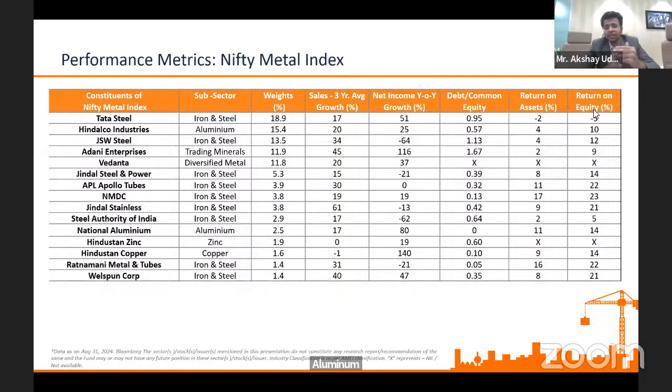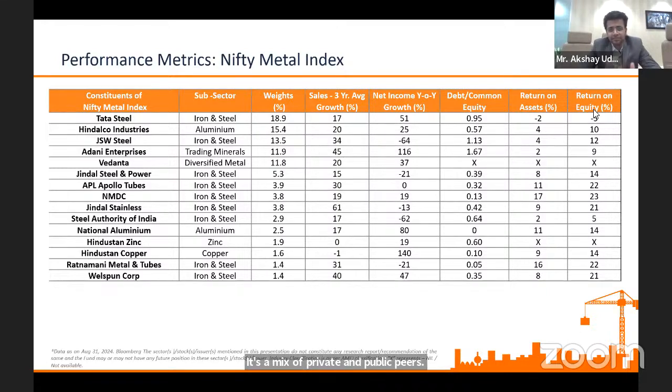And if I talk about the leading names, Tata Steel and JSW Steel are the leading players in iron and steel. Even Vedanta, but Vedanta is more of a diversified play. And within aluminium, Hindalco and National Aluminium. If you see the overall portfolio, it's a mix of private and public players. On the right side, we have shown the performance metrics.